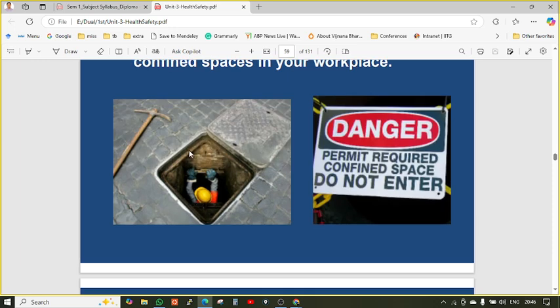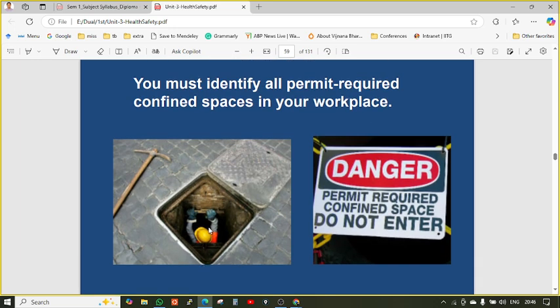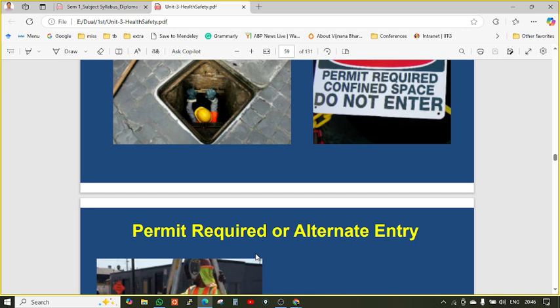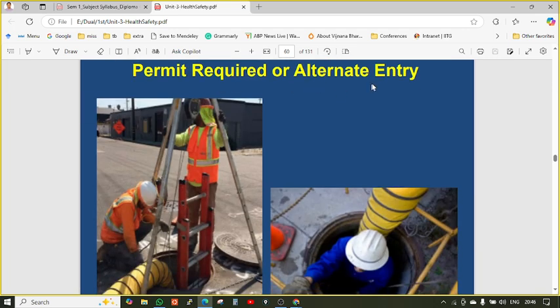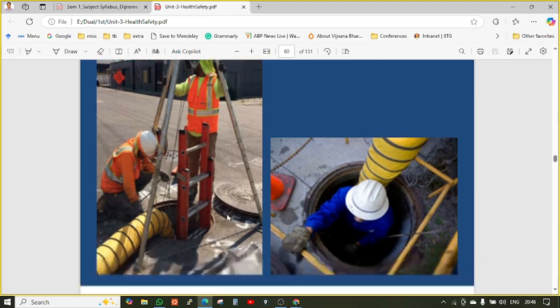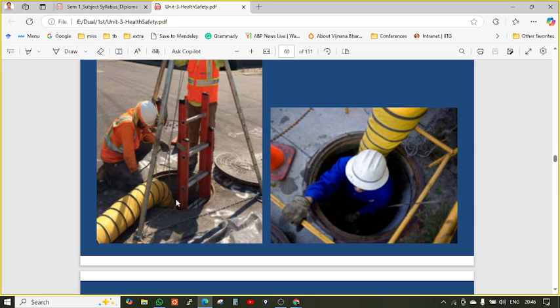See here, this is a manhole, and some persons are working inside the drainage area. At that time they should use proper safety PPE and confined space procedures. This is very much required in order to work safely without getting injured. Permit required for alternate entry: if someone is working there and other persons are going to enter that area, you need entry permission from the supervisors, because someone is already working there, and if you go again there may be interference between the two workers. So there should be a proper entry permit.